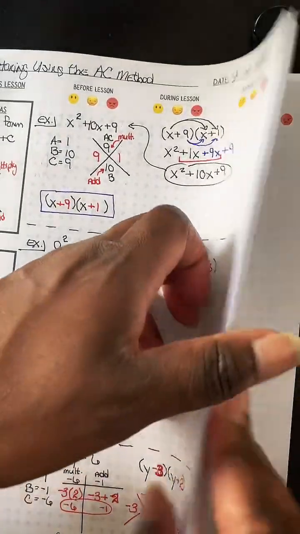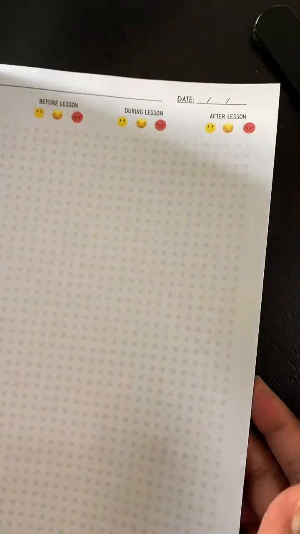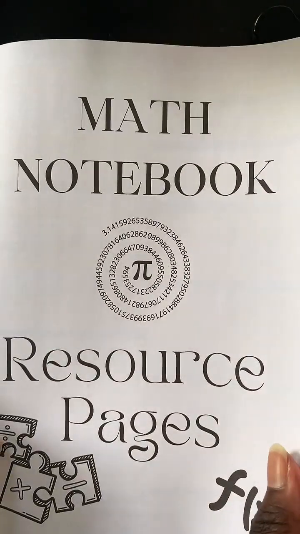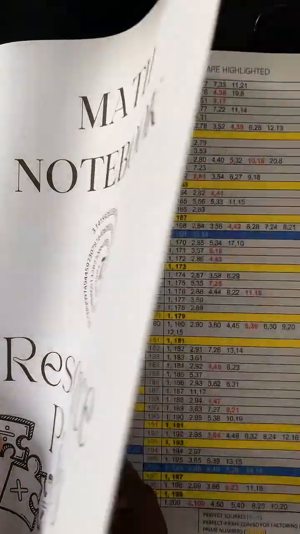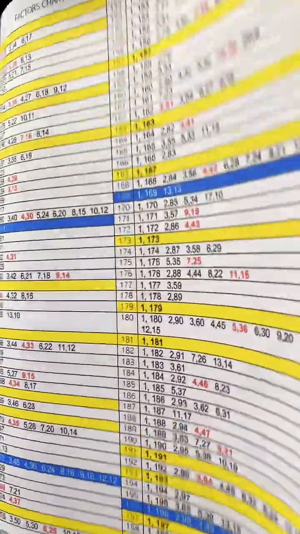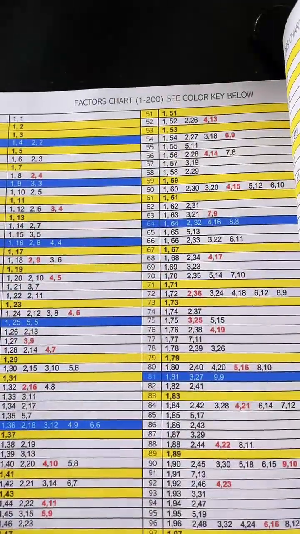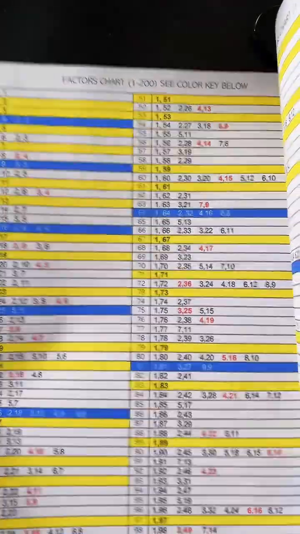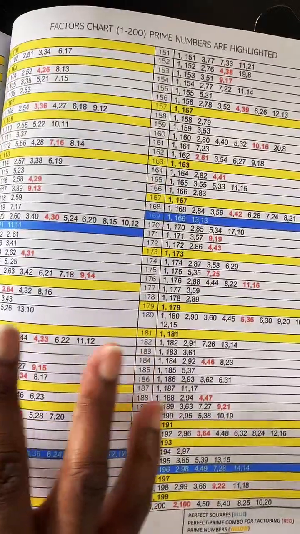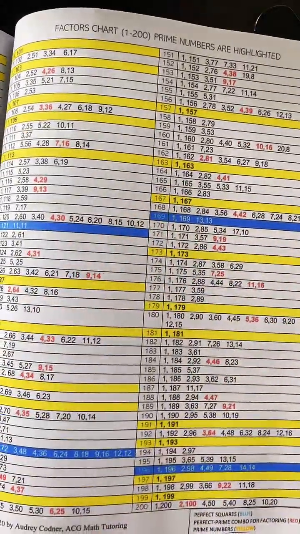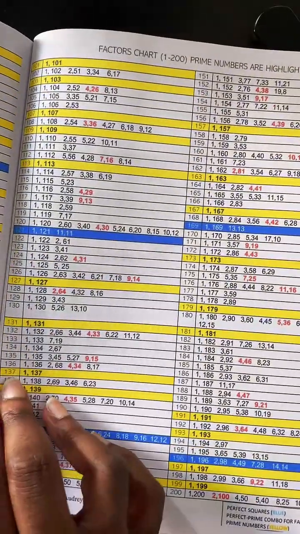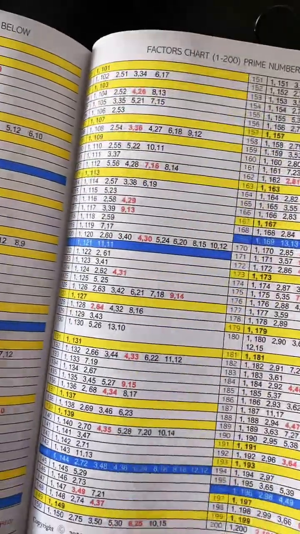Now, besides having all these lovely pages to fill with notes, we also have a resource page. If you had trouble identifying your factors, guess what? I have a factor sheet. This factor sheet goes from 1 to 200 because this book is designed for those in 7th grade all the way up to adults. So we're dealing with algebra 2, a little bit of trig, a little bit of everything else.